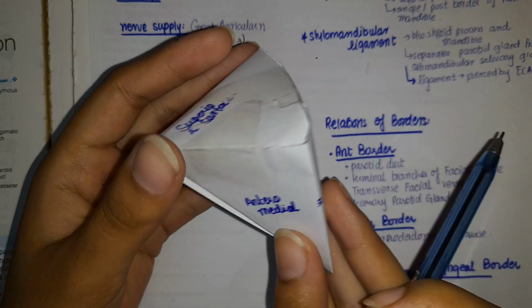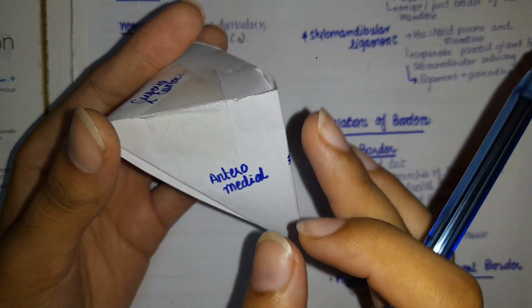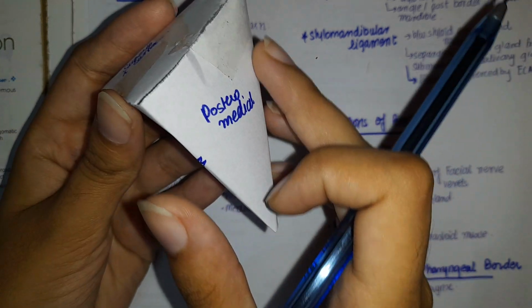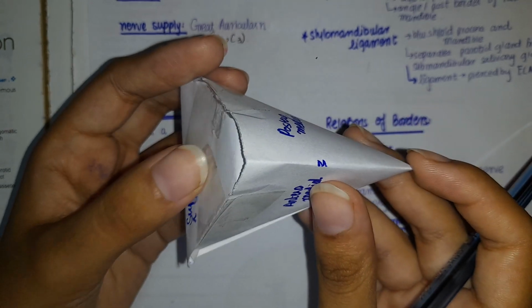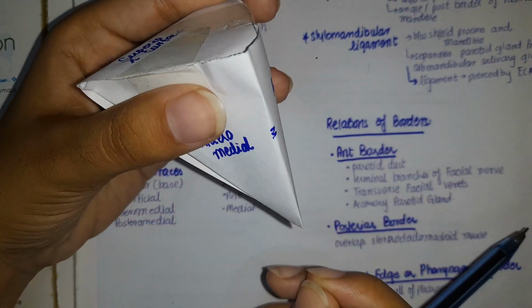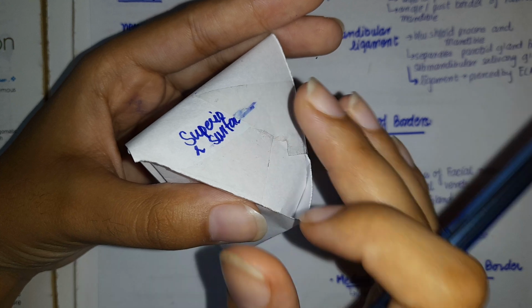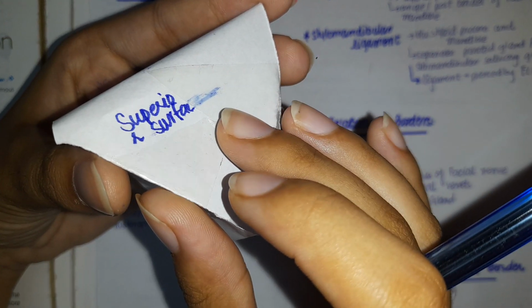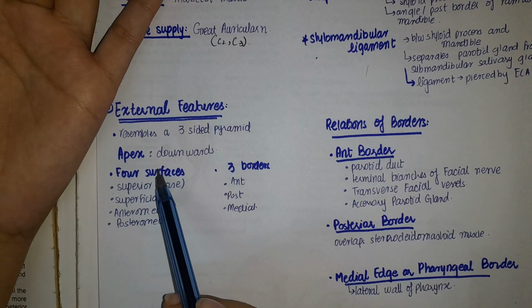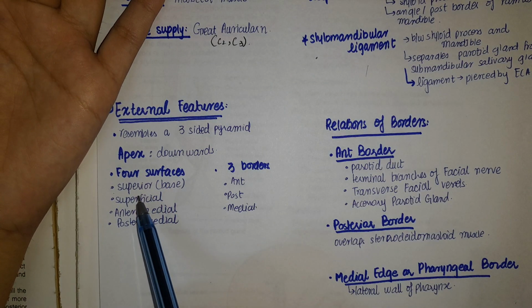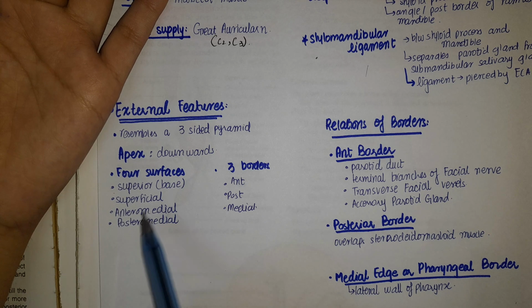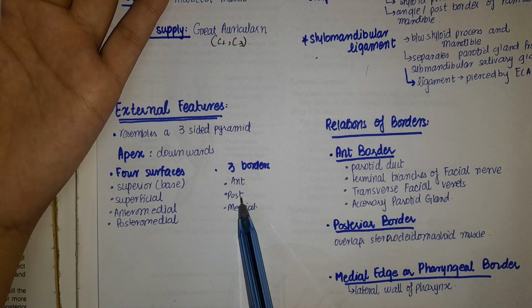Now in this three-sided pyramid, as you can see, it has three borders, mainly this border, and this border over here. Now it has an apex, and also it has a base. The apex is directed downwards and the base is directed upwards. This base, we call the superior surface. Mainly we have four surfaces, that is the superior surface or the base, the superficial surface, the anteromedial surface and the posteromedial surface. And we have three borders, the anterior, posterior and the medial border.